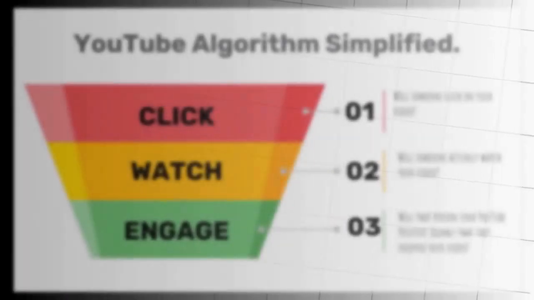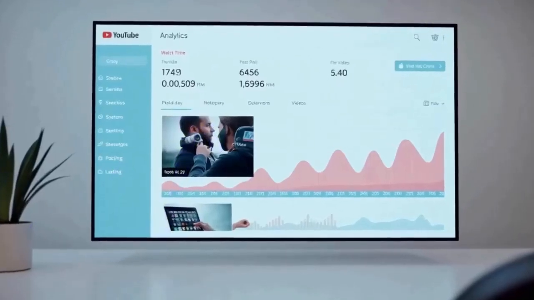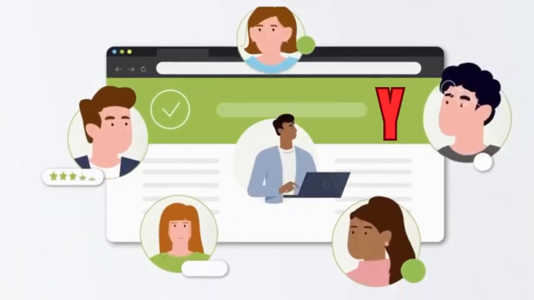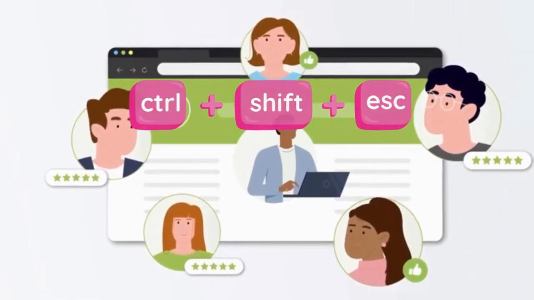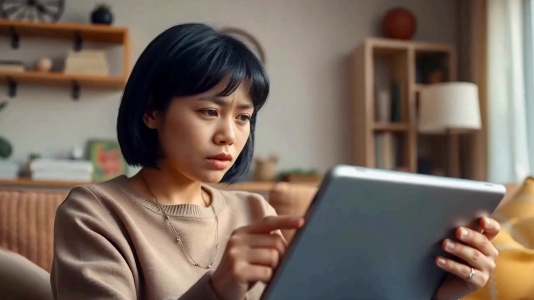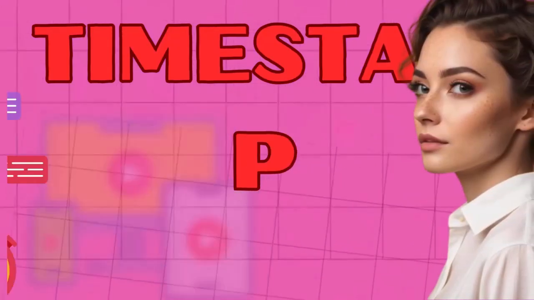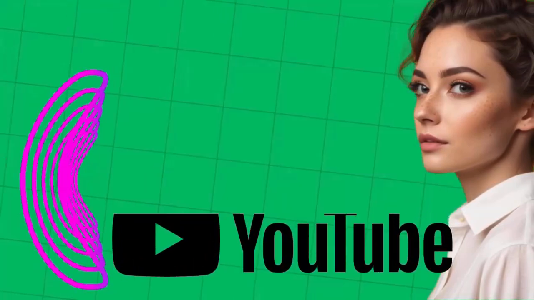YouTube's algorithm notices engagement and rewards creators with higher visibility. Many channels secretly use timestamps to boost watch time drastically. Think of them as shortcuts that viewers actually appreciate using. Without timestamps, audiences often leave videos halfway through out of boredom. With timestamps, they stay longer and revisit highlights multiple times. That repeat viewing signals YouTube to promote your content harder.